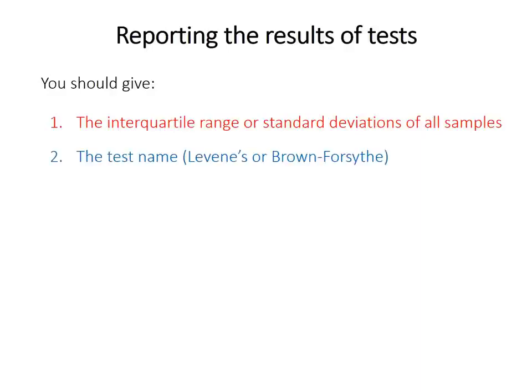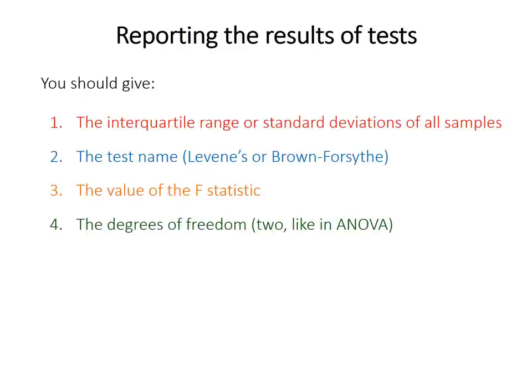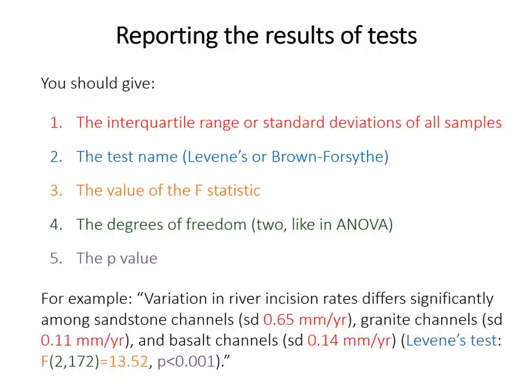It's also important to give the test name and be clear whether you did Levene's test or the Brown-Forsyth test. Because both tests perform an ANOVA, you should give the F statistic, the 2 degrees of freedom, and the p-value. So here's how you might phrase your results in the case of Levene's test, where you can report the standard deviation. For Brown-Forsyth, you might want to report the interquartile range, remember.